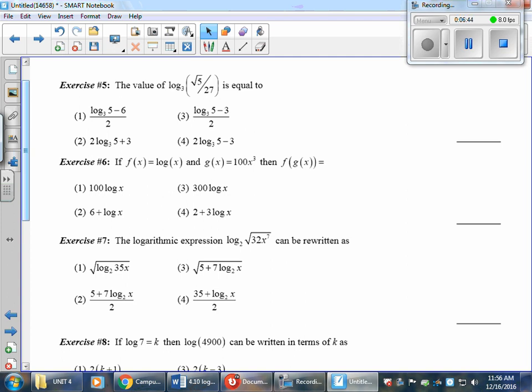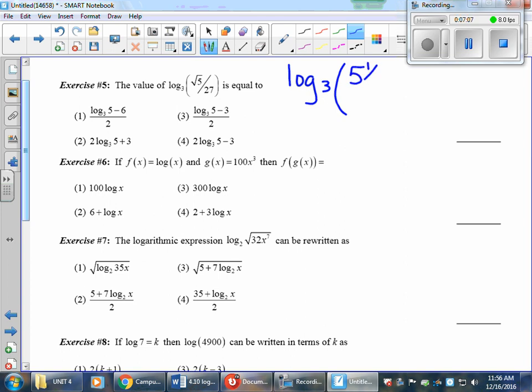Okay, so on the second day, we're picking up here at exercise 5, the value of log base 3 of root 5 over 27. Now this is sort of the same thing we've been doing, but I wanted to give you some extra time to practice these before we started getting into some of the more complicated questions. So what does this mean? Again, I'm going to spend some time and rewrite log 3, and this is the same thing as 5 to the 1/2 divided by 27.